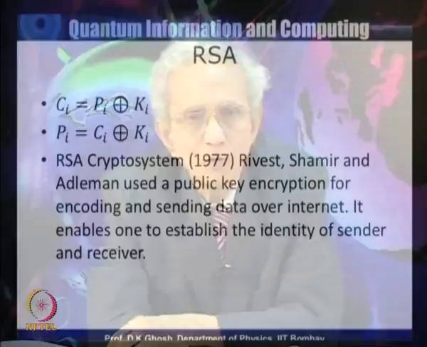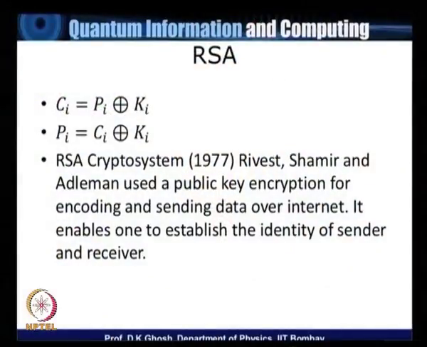The existing code which is being used extensively, both in military communication and financial transactions, is known as the RSA crypto system. RSA was invented by three scientists at MIT in 1977, named Rivest, Shamir and Adleman. They use what is called public key encryption for encoding and sending data over the internet. It enables one to establish the identity of the sender and the receiver, and the data remains absolutely confidential. Let me explain how it works.